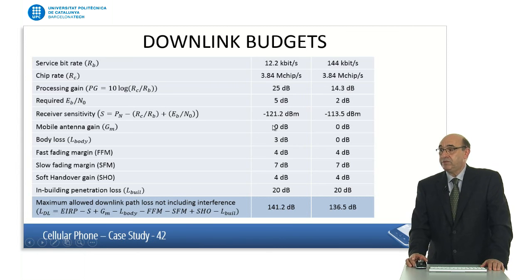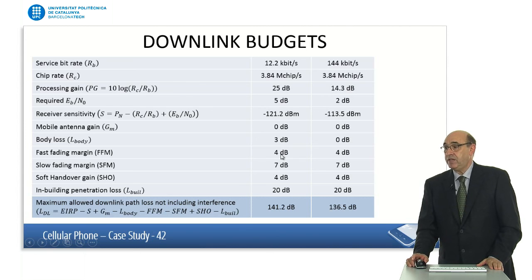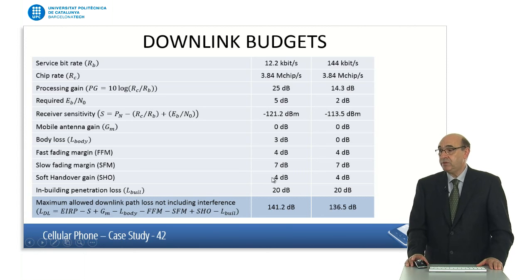Now we go to the receiver, and here we have no gain in the antenna. For the speech, we have a loss of 3 dB due to our body. We take a fast fading margin of 4 dB and a slow fading margin of 7 dB, and also a gain of 4 dB. But we have something new here.